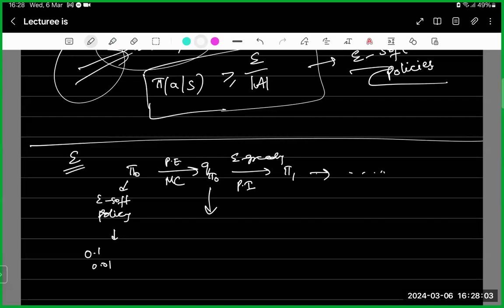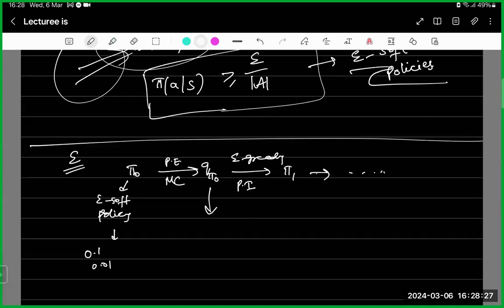In that episode of interaction, some s comma a pairs will come. So for every s comma a pair that you encounter, you will have a sample return. So you just update your q pi of s comma a for those pairs. Then after that, you just do epsilon greedy improvement. So after every episode, you will do the epsilon greedy improvement. You won't fully estimate q pi naught.